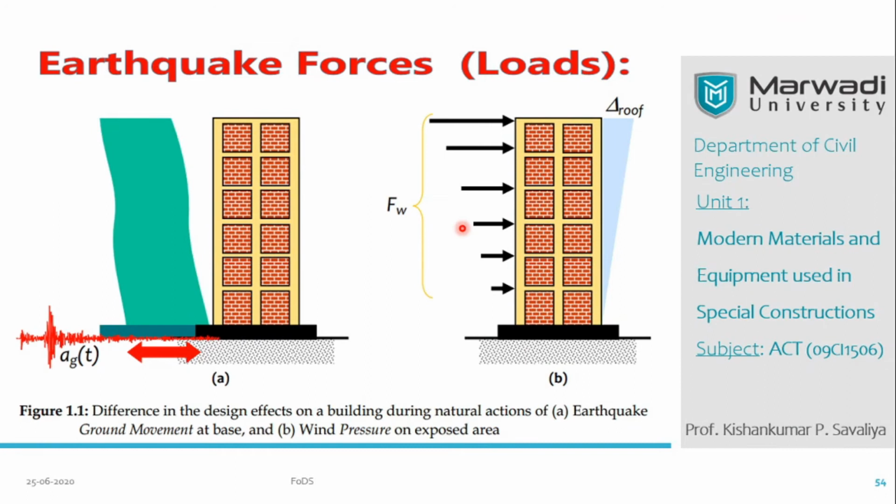Next is earthquake loads. The difference in the design effect on a building due to natural action: A for the earthquake ground movement at the base, and B for the wind pressure on the exposed area. Here you can see the different kinds of movement. You can see the deflection at the roof, and this will create a sway movement during the earthquake. Ag is the acceleration and T is the time.